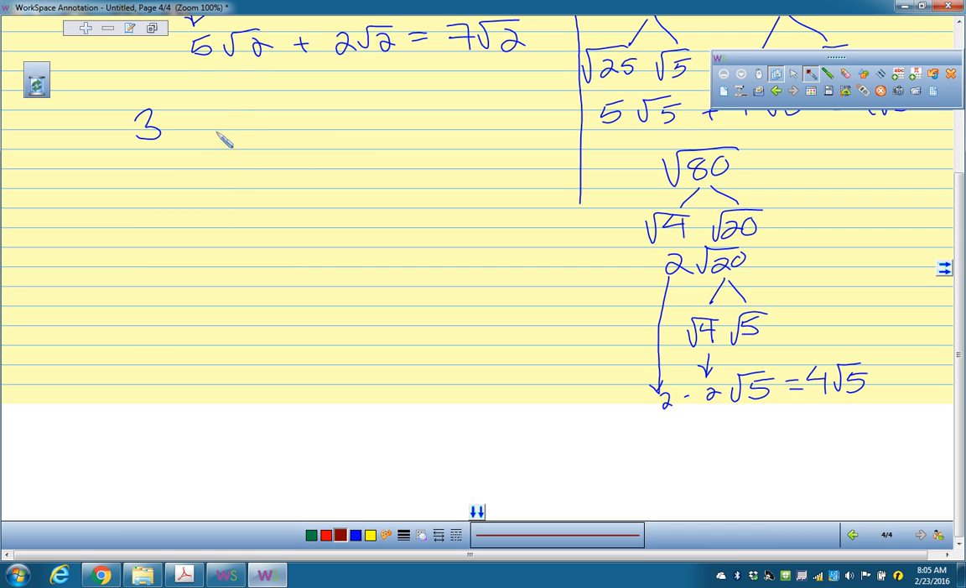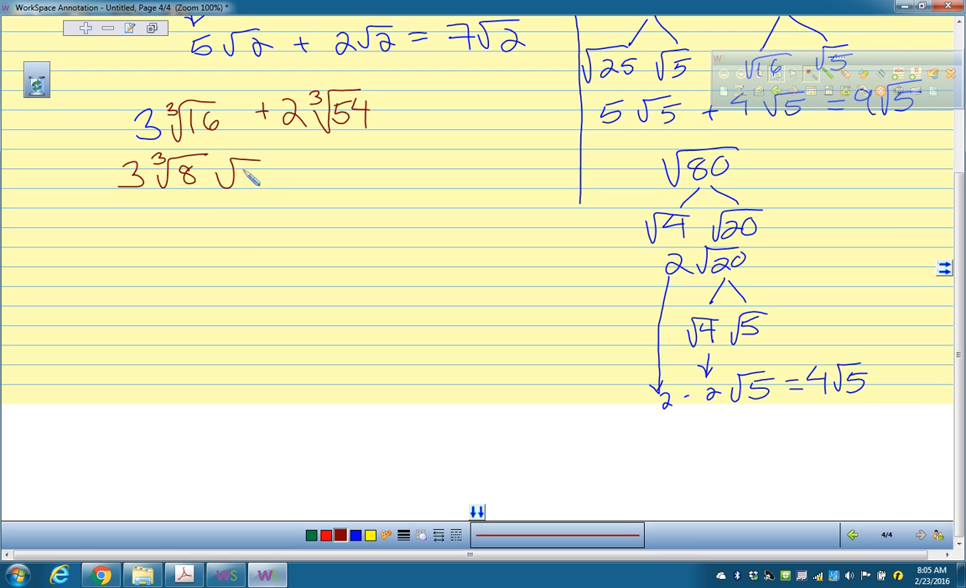So, if I had something like 3 cube roots of 16 plus 2 cube roots of 54, it works the same way, okay? What perfect cube is in 16? Not 4, a cube. 8, right? 8 times a cube root of 2, right? Because 2 times 2 times 2 gives you 8. What perfect cube is in 54? This is a little trickier. There is a perfect cube.